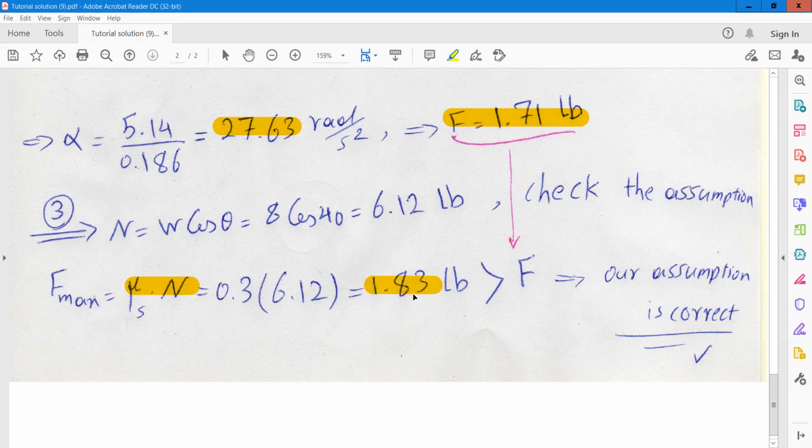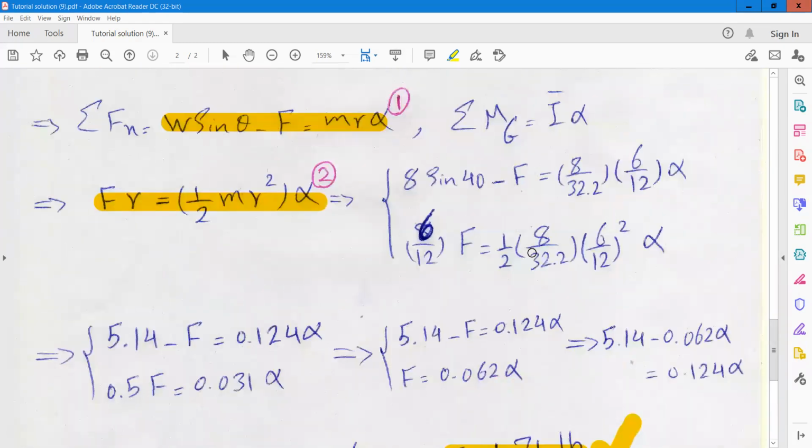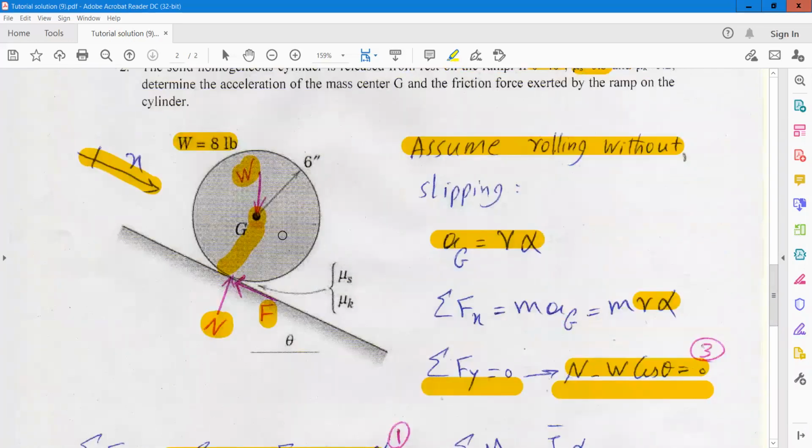1.83. So if you compare, this is the F that we extracted from the initial assumption, and this is the maximum force. You can see that the maximum force is more than the friction force in our calculation. So our assumption is correct. So this cylinder will rotate without slipping. Okay, so our initial assumption is validated and our calculation is correct.